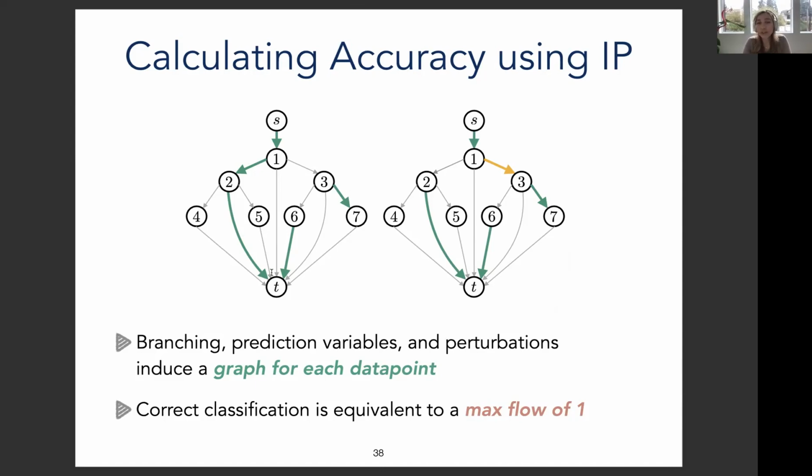What happens with uncertainty though? Well, if I have uncertainty, now we have an adversary that can come and perturb the features of our data, which means that it can basically change how the data point is routed when it enters different nodes, right? So for example, here, this adversary can come and change the feature on which I was branching, and therefore change where this data point is routed, and instead of allowing it to go left, now the data point will go right. This time we can no longer have a flow of one through this perturbed graph, and so this data point becomes incorrectly classified. Okay.